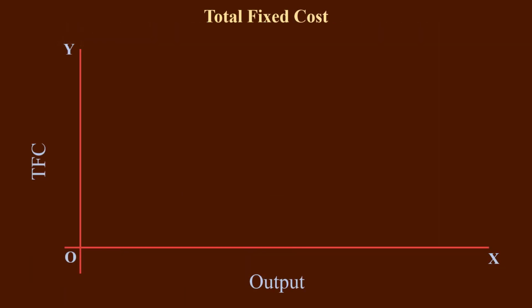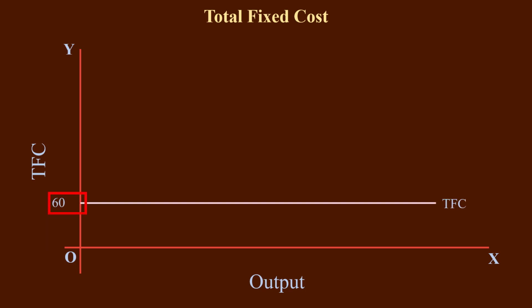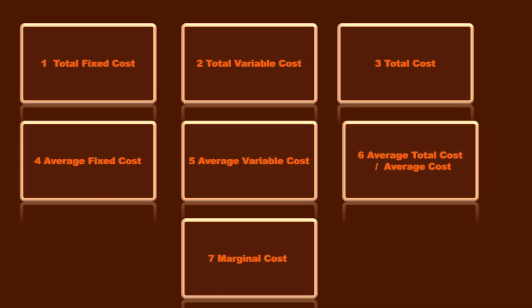It can be represented in the form of a graph. TFC is the total fixed cost curve. It starts at 60 along the y-axis. It means total fixed cost is 60 rupees at 0 output. It is horizontal and parallel to x-axis because total fixed cost does not change with output. At all levels of output, total fixed cost is 60 rupees.